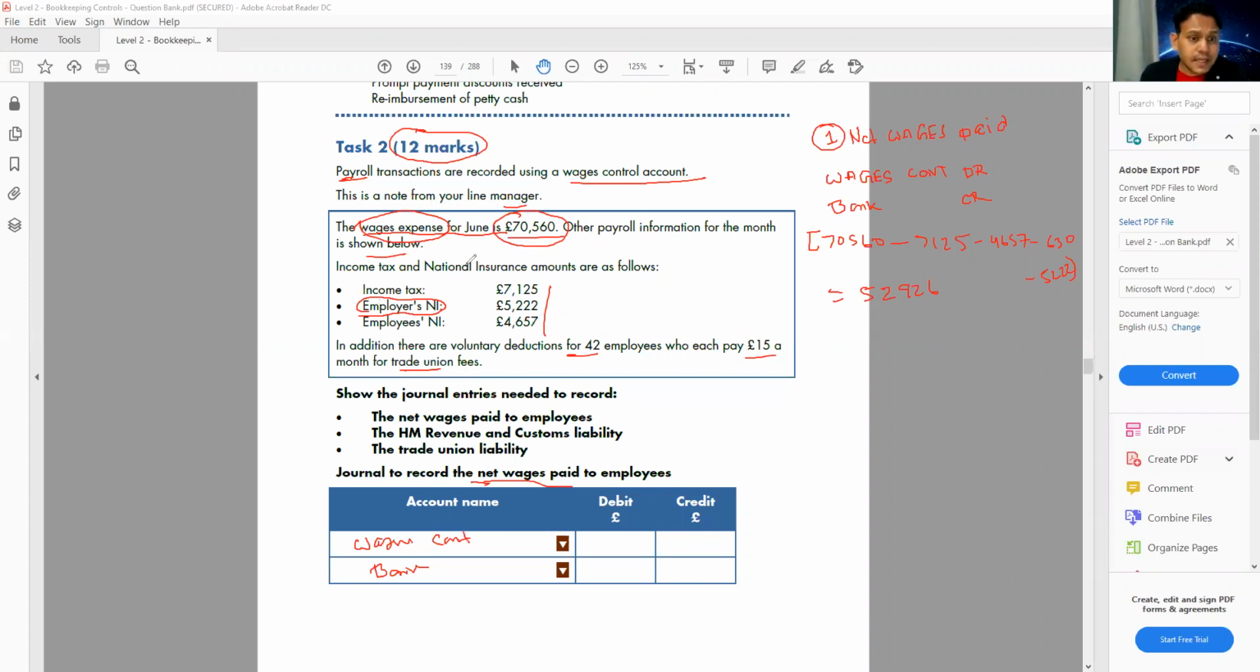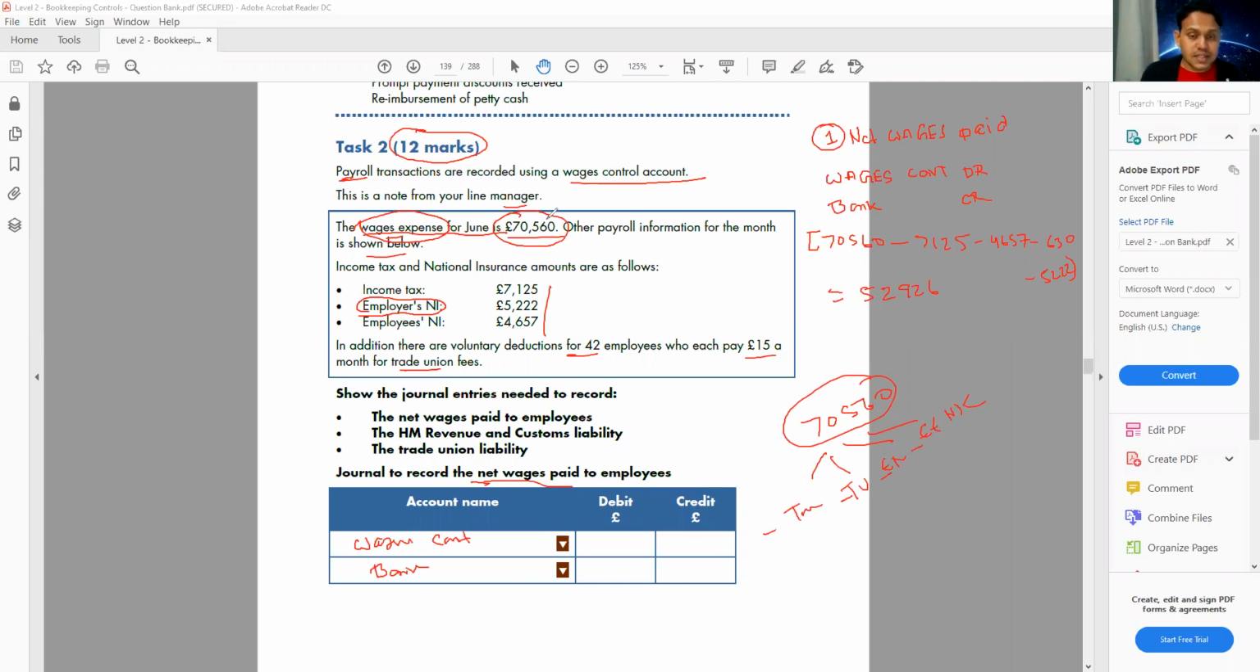But if the question is saying wages expense, it means total wages expense for the company. That means everything is inside. So inside of the 70,560, we have everything. We have a tax, we have a trade union, we have an employer NI, and we have an employee NI. If we have anything else, the pension, that will still be inside of this wages expense, because wages expense means all the total expense for the business. So you have to minus everything from here to get how much was actually paid to the employee. That is the net wages paid.